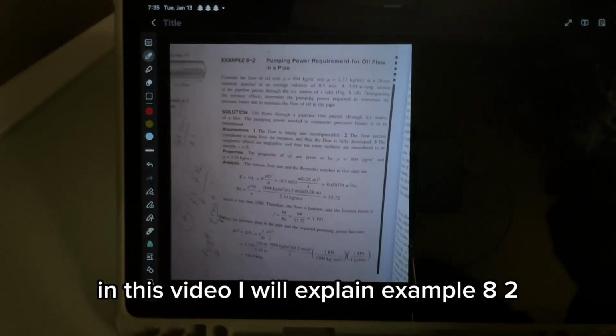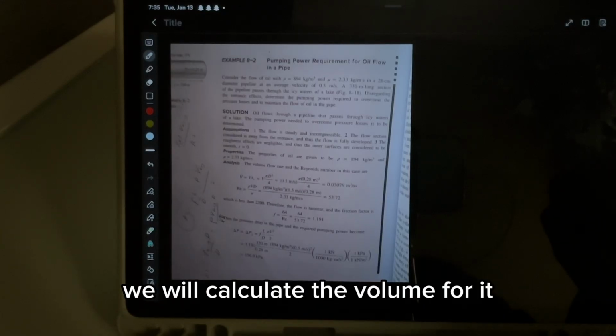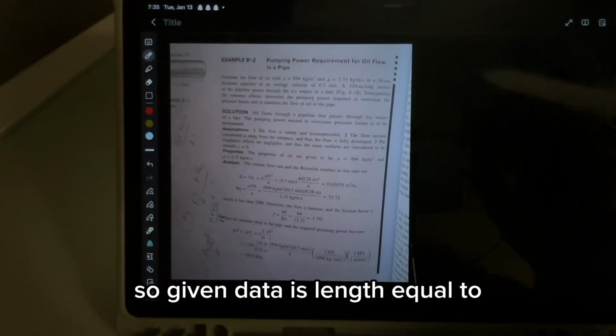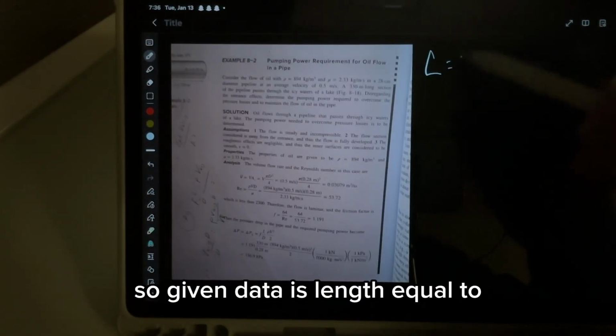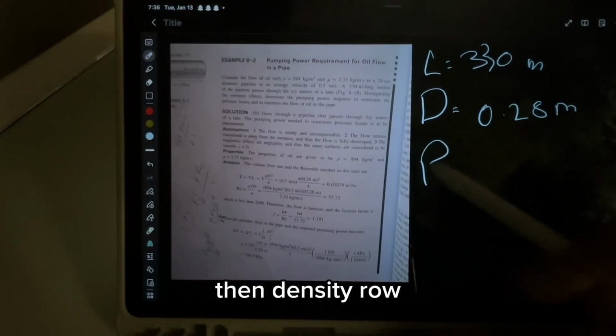Hello everyone, in this video I will explain example 8.2, which is about determining the pumping power required for oil flowing through a pipe. We will calculate the volume flow rate, determine the flow regime, find the pressure drop, and finally calculate the pumping power.